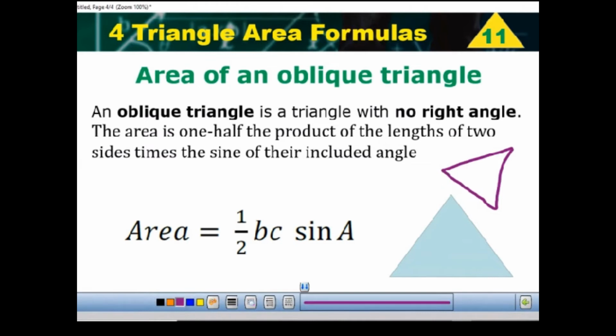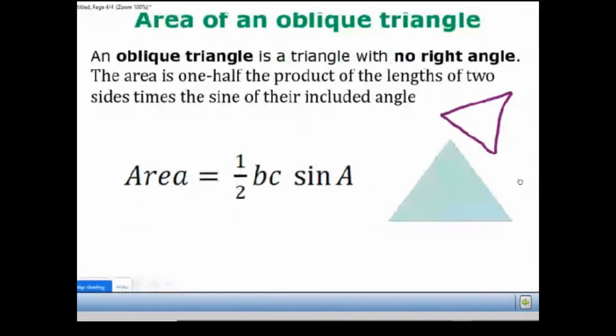And what we need to do is just to use this formula here because it is helpful to find the area of an oblique triangle. So luckily we have this formula here.